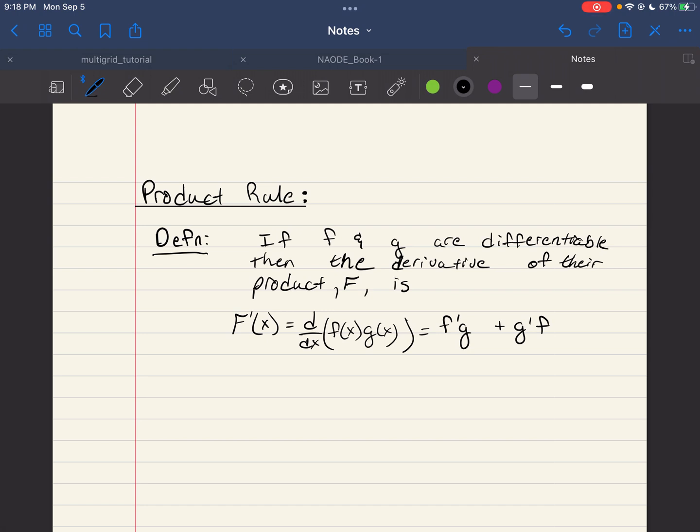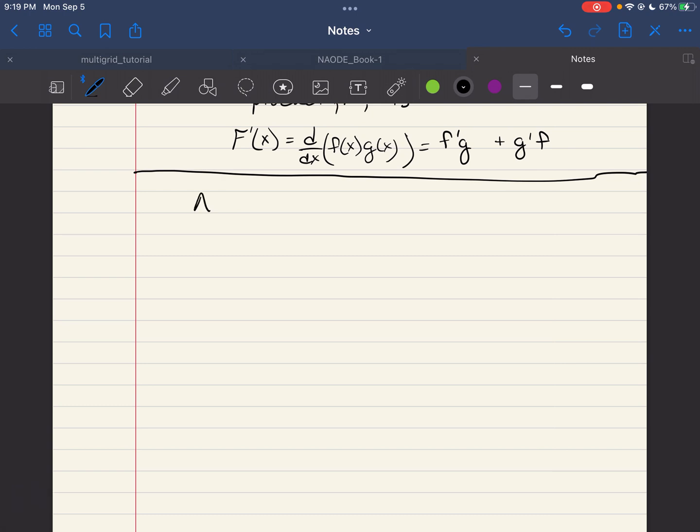if they're differentiable, then the derivative of their product f, we'll call it capital F, is F prime of x equals the derivative of the product f of x g of x, which is equal to f prime g plus g prime f. So the intuition that I want to offer for this is the area of a rectangle.